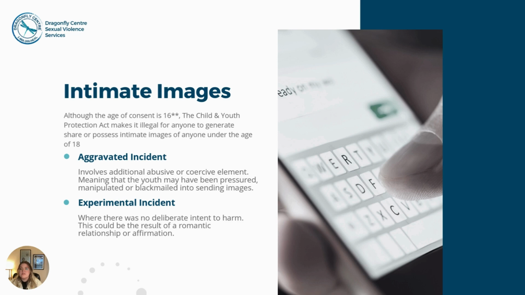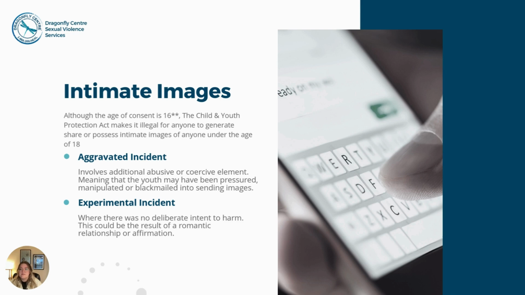It's important to understand that while the age of consent in Canada is 16, the Child and Youth Protection Act makes it illegal for anyone to generate, share, or possess intimate images of anyone under the age of 18. This law is in place to protect young people from harm, exploitation, and long-term consequences related to non-consensual photo sharing.